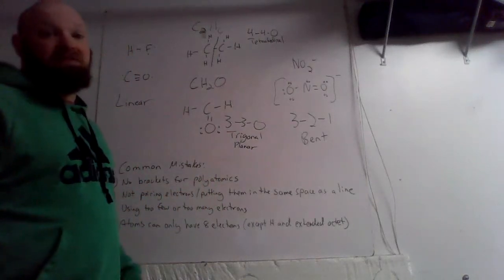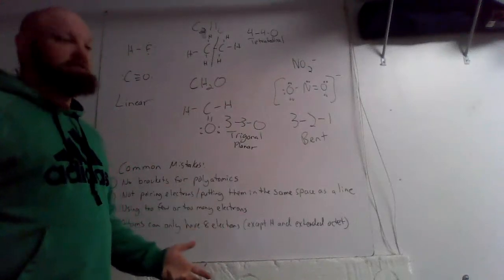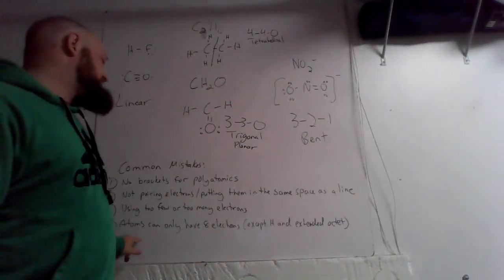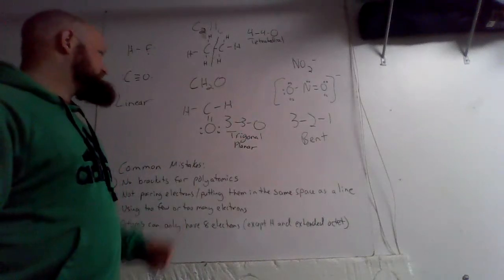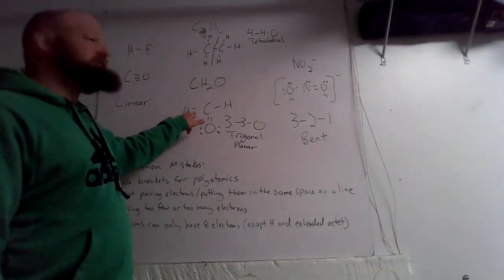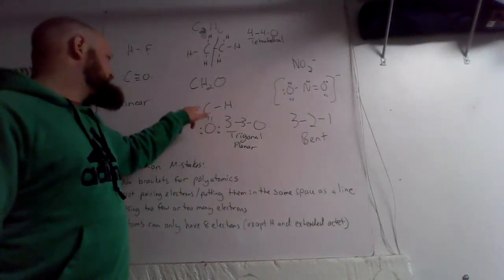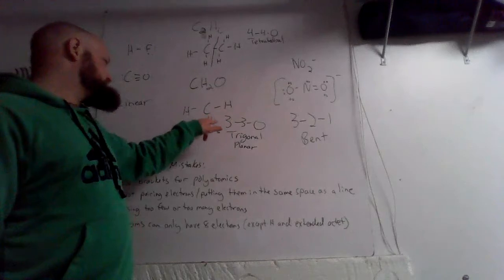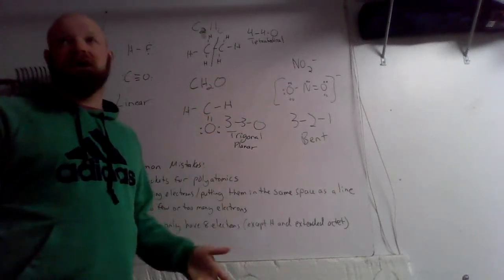And so it's always going to be an even number. If you notice yourself coming out with an odd number, you messed something up, so go back and check your count again. Okay, and atoms can only have 8 electrons, except H and the extended octet. So check to make sure they all have 8. So I'm looking here, okay, H is only 1 line, that's fine. They don't get dots, they just get a line. This C has 2, 4, 6, 8. The O has 2, 4, 6, 8. Always check.